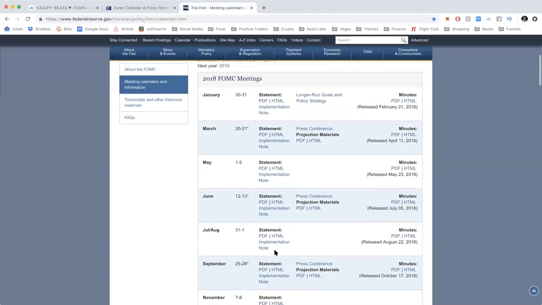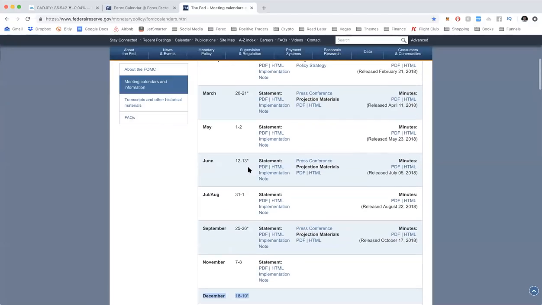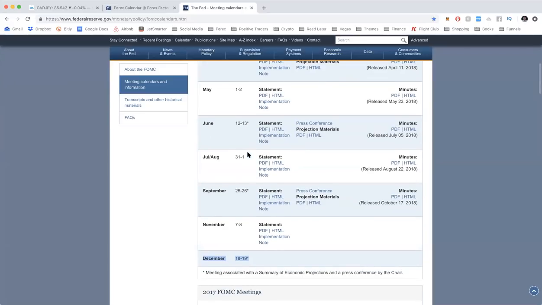They meet 8 times a year, guys. So this is the schedule, 8 times a year. And during these meetings, they take a vote, and they say, okay, how many of you guys on the committee think we should raise interest rates? How many of you think we should keep interest rates the same? And how many of you think that we should lower interest rates? And then they take a vote, and it is majority rules, all right?